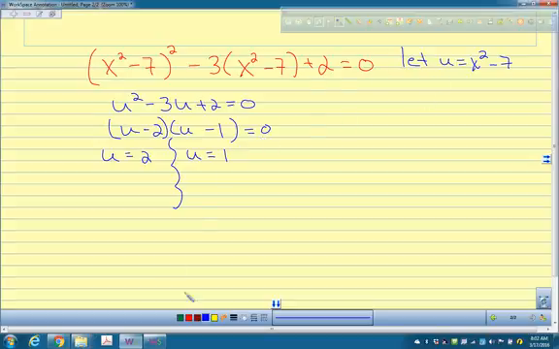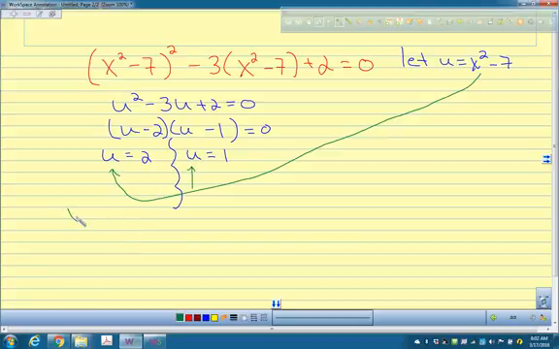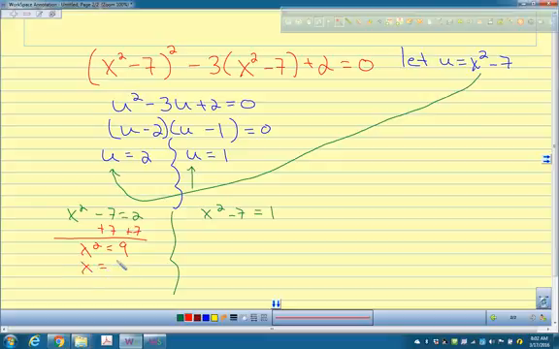And then you do your back substitution again. And so we come in here and we say, what did I let U be? I let U be x squared minus 7. So I say x squared minus 7 equals 2, or x squared minus 7 equals 1. And then you have to still solve those equations independently. Add 7, I get x squared equals 9. X equals what in this case?